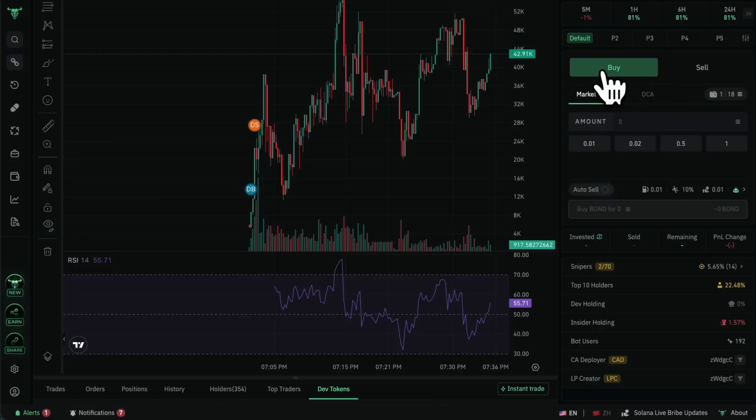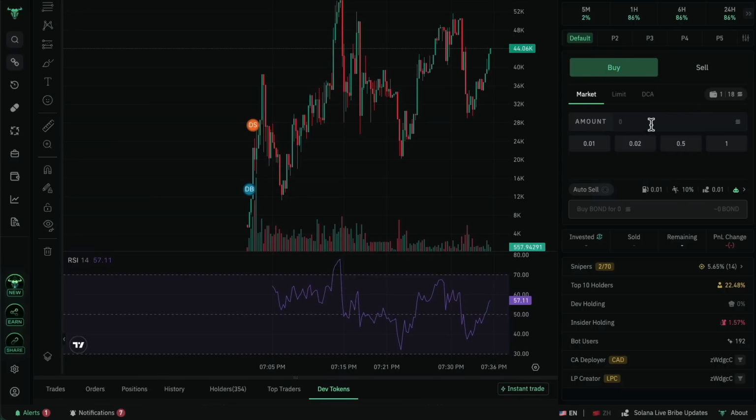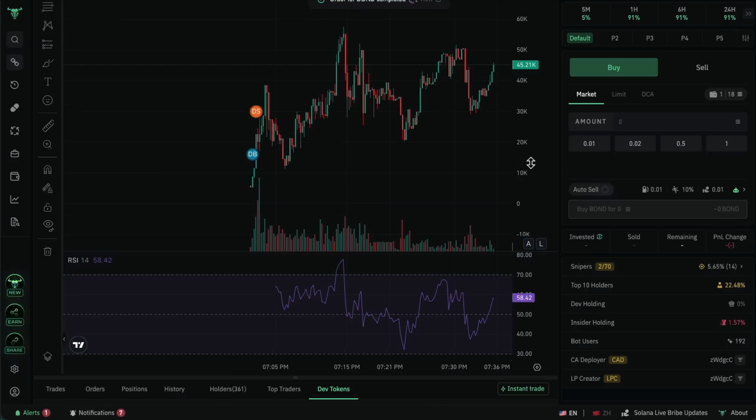Now in this, if you're buying, you've got buy settings here, very, very easy. You just type in here, for example, let's say I was buying 1 Solana. I could just click buy and it's done. So we've just bought 1 Solana of this particular coin.